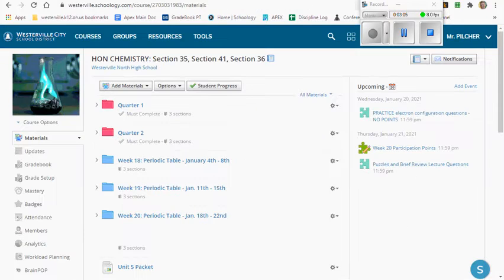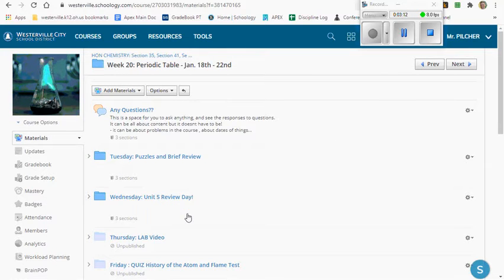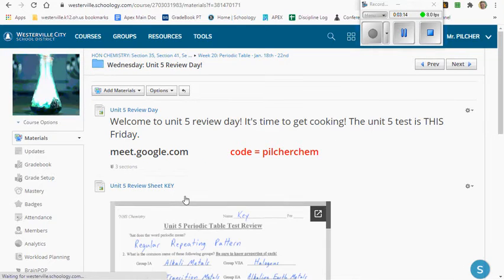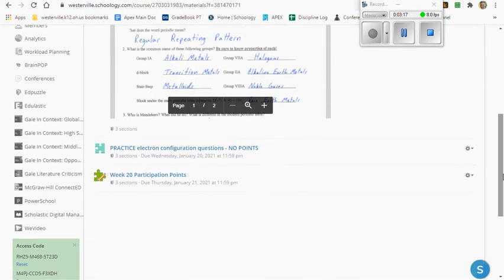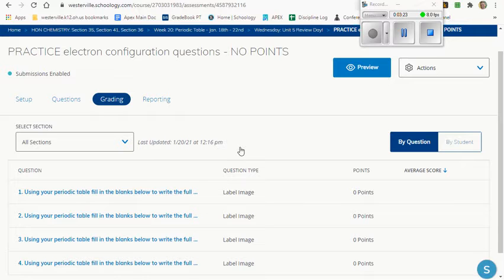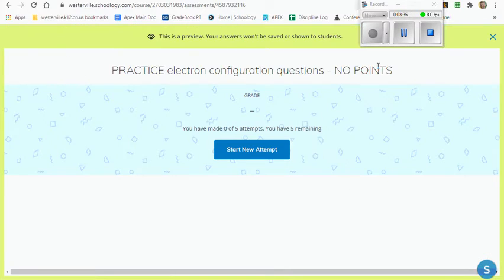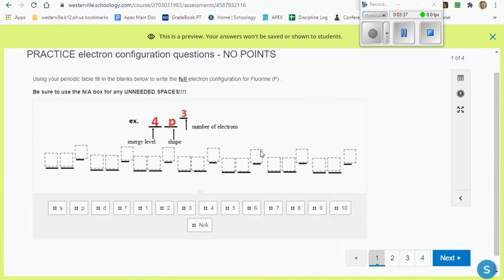All right, I'm on my Schoology page. I'm going into week 20, since this is week 20. Today is Wednesday, last time I checked, so I'm going into the Wednesday folder. And you're going to go to this thing called Practice Electron Configuration Questions, no points. What we're about to do isn't worth points at all. It'll have no impact on your grade. I just want to make sure you understand how to answer the questions so there's no formatting issues come Friday, okay? If you start your attempt, you can do this 5 times if you want.